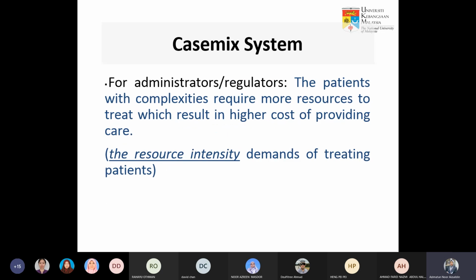For administrators or regulators, the Casemix system means patients with complexity require more resources to treat, which results in a higher cost of providing care. So it is the resource intensity demands of treating the patient. If you remember, three slides before we mentioned revenue collection. So administrators are looking at needing more revenue, more money. You need to pay more for complex patients, for example.